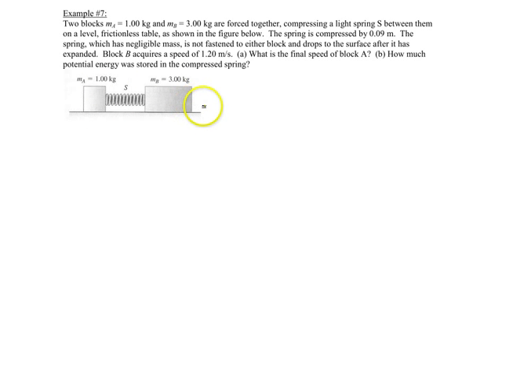And we release them. When we release them, the spring doesn't attach itself to either block, it just falls straight to the ground. And we know that after it's been released, block B acquires a speed of 1.2 meters per second. So I always like to draw pictures with my problem, so I'm going to draw another picture of this after they are released.